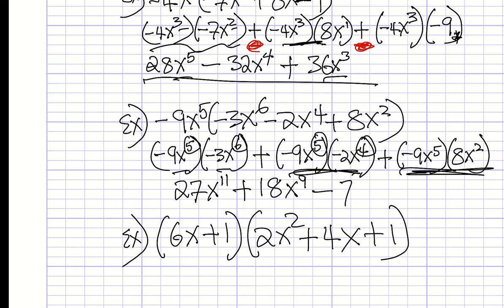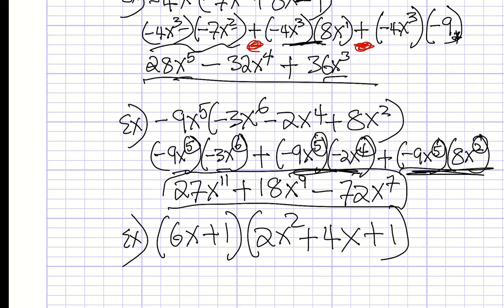Okay, so that's going to be negative 72x, see that, you add that, that will be 7. See, there are different variables, so I mean the exponents, so there's really nothing anybody can do there. So it's 27x raised to the power 11, 18x raised to the power 9, negative 72x raised to the power 7, and we did it right. So we'll move on to the next one.